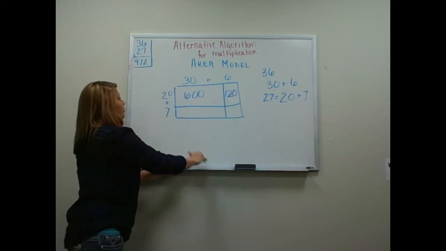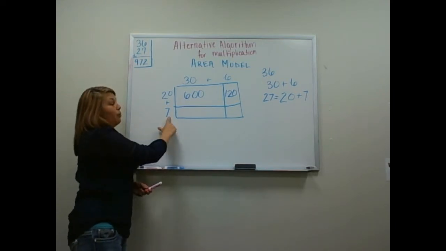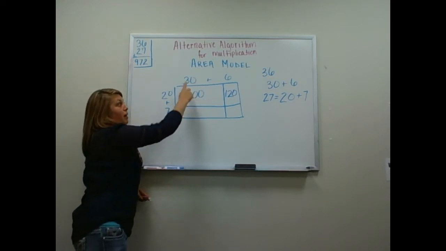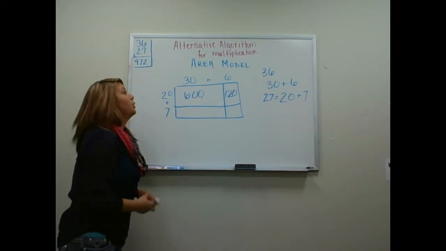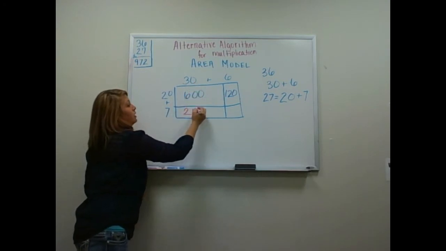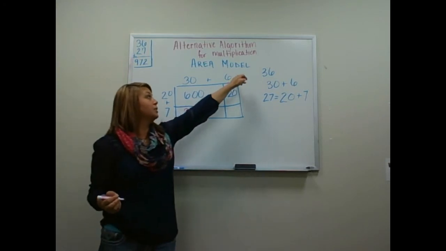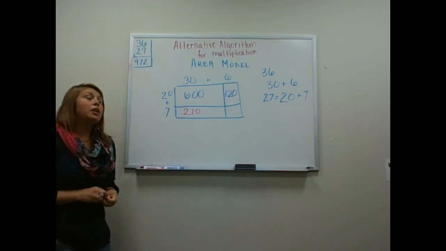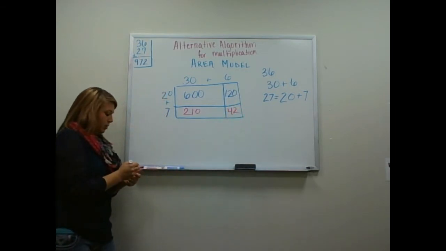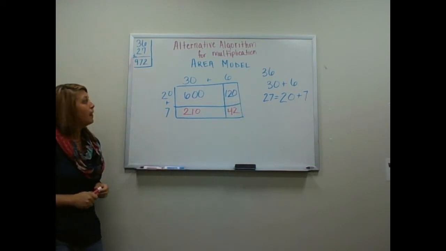Now, unlike before, we have another number right below here. Now we're going to multiply 7 by 30. And I know that 7 multiplied by 3 using my mental math is 21, and then we have 1 zero. Now we have a single digit multiplied by a single digit. 7 multiplied by 6 equals 42. So there you have it. We filled in all 4 of our boxes here.